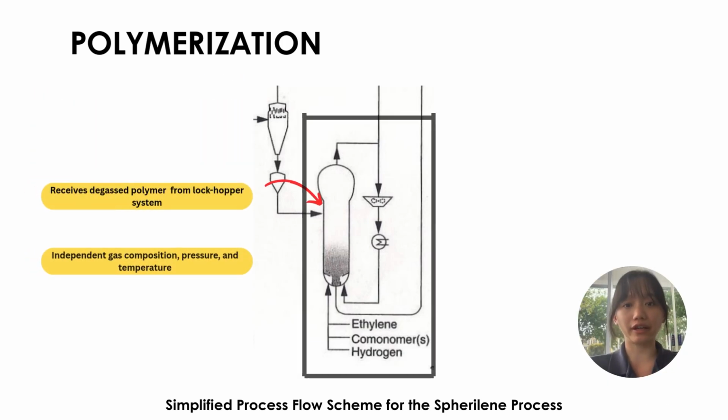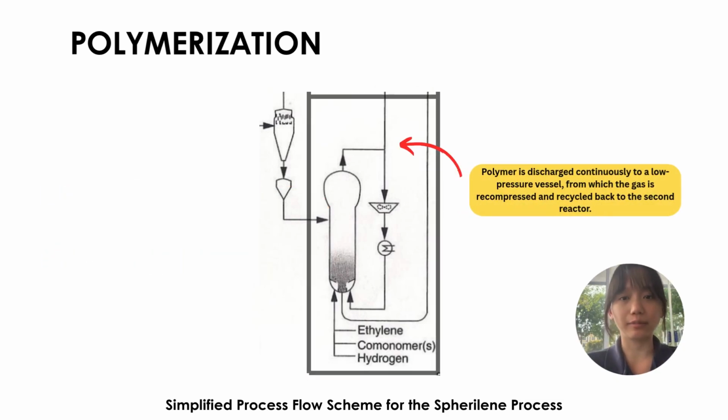The polymer is sent to the second gas phase reactor from the lock hopper system. Then it will transfer to the low pressure vessel. This reactor has independent gas composition, pressure, and temperature.